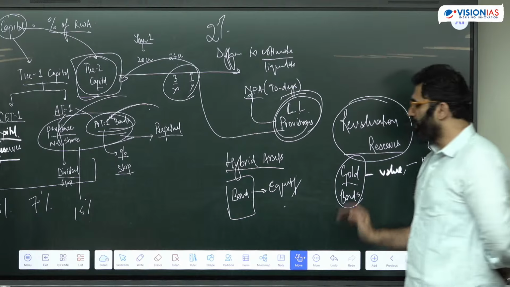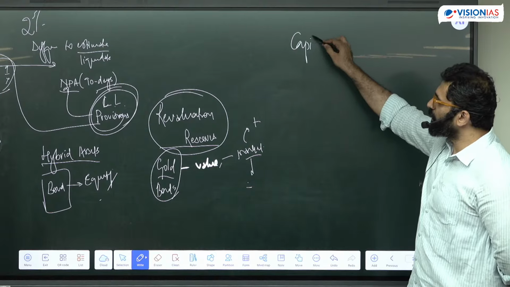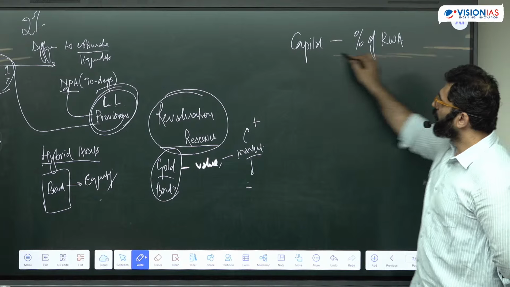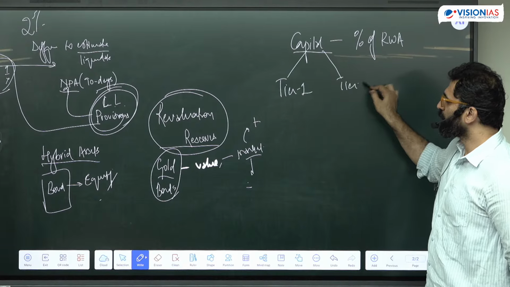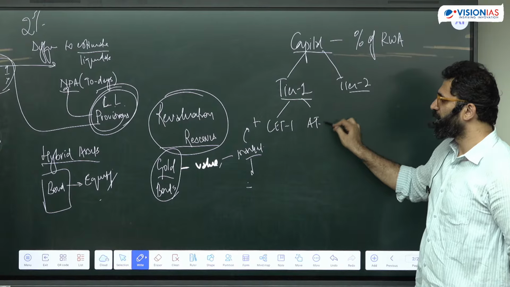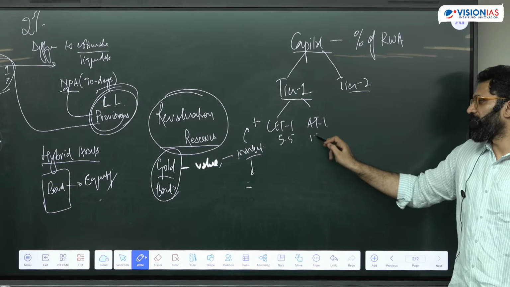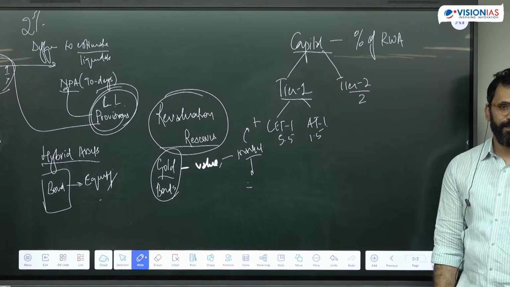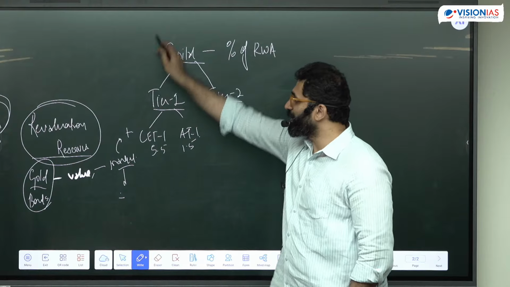So that means whatever the bank has to maintain as capital, percentage of risk weighted asset has to be maintained in two forms, tier 1 and tier 2. Tier 1 is common equity tier 1 and additional tier 1. 5.5, 1.5, 2. Is this clear? This is the first, capital adequacy ratio.